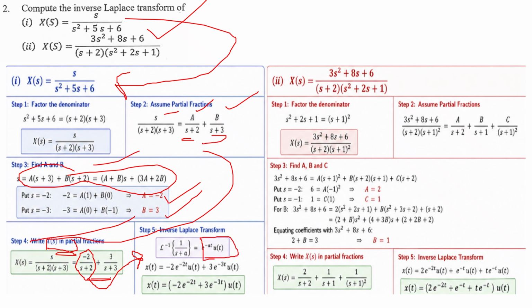Similarly, for this one also you can get it, and in that case you will get the final inverse Laplace transform. Similarly here again you can find A, B, C, put those values here, and after finding the values of A, B, C, finally you can convert to the inverse Laplace transform. So these are the simple steps.